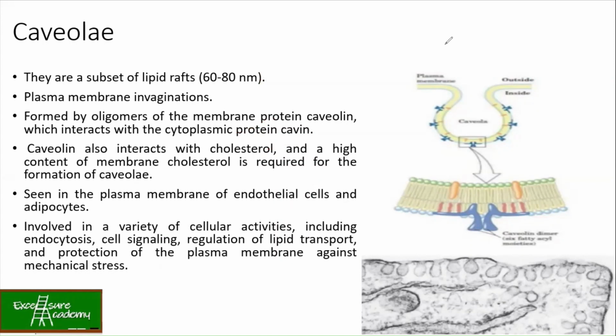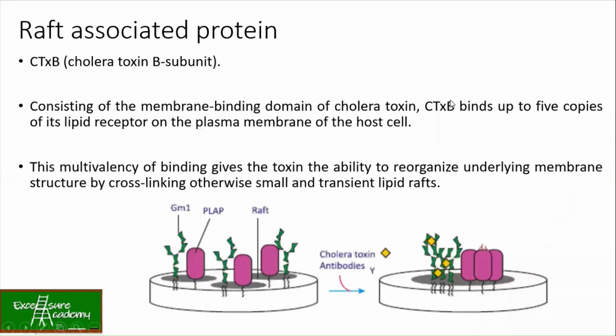Now, coming to the raft associated protein. So this is the best example of how cholera toxin is affecting the host cell. Now, it is the cholera toxin B subunit, which is released by the cholera. Okay. So this is actually a toxin. Now, how it is affecting us, that is what is shown in this figure.